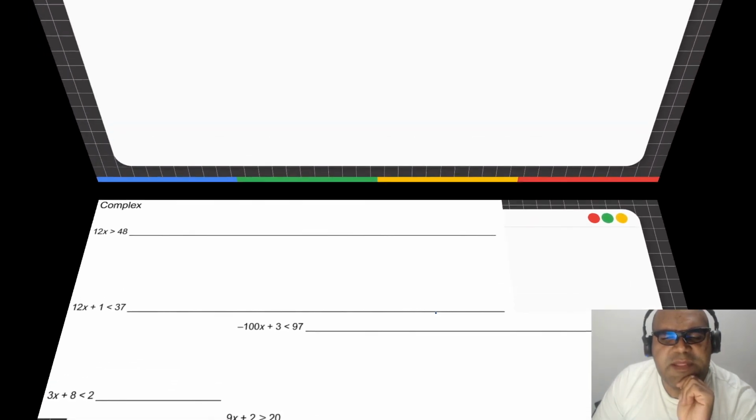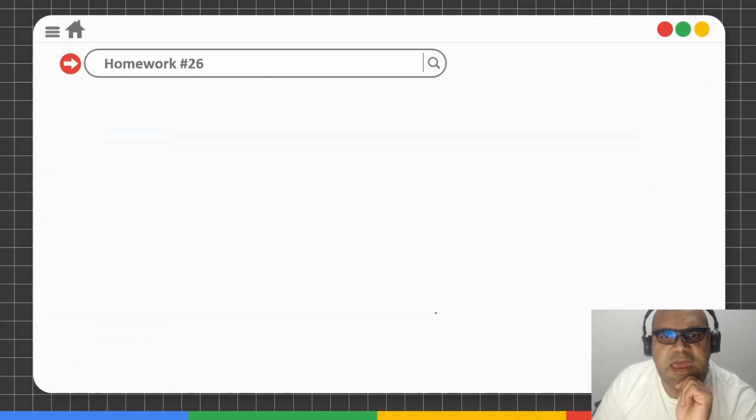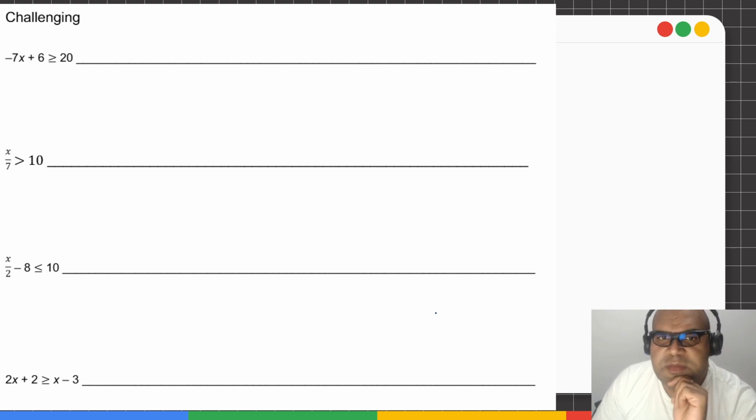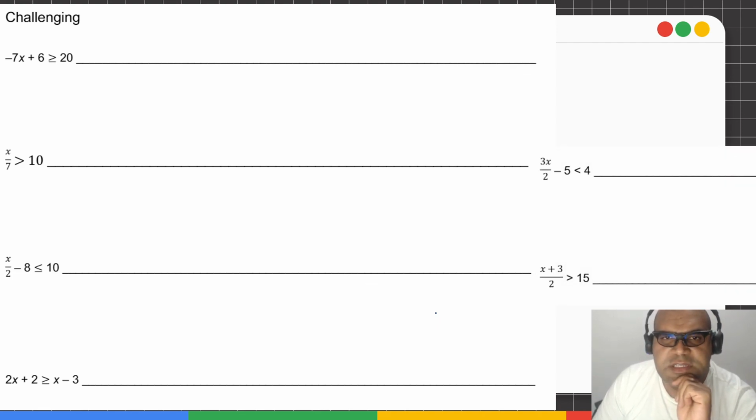And level 3, right now it's named challenging problems. These are problems where you need to work a little bit further to be sure you understand these steps and how to solve it. Pay attention to the negative signs. I call these the challenging ones.